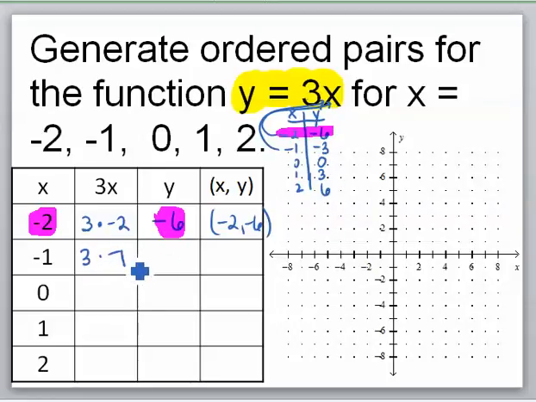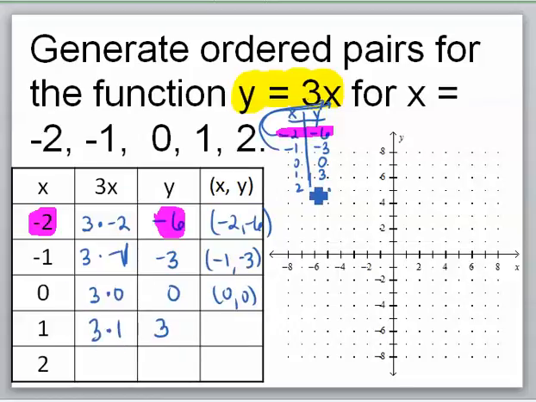3 times negative 1 is negative 3. And so that's (-1, -3). Notice how that's the next line. Plug in 0. 3 times 0 is 0. Notice how that's (0, 0) on the third line. Plug in 1. 3 times 1 is 3. That's the fourth line, (1, 3). The next one, plug in 2. 3 times 2 is 6. (2, 6). That's the fifth line. This way is a lot easier, or a lot less writing anyways.